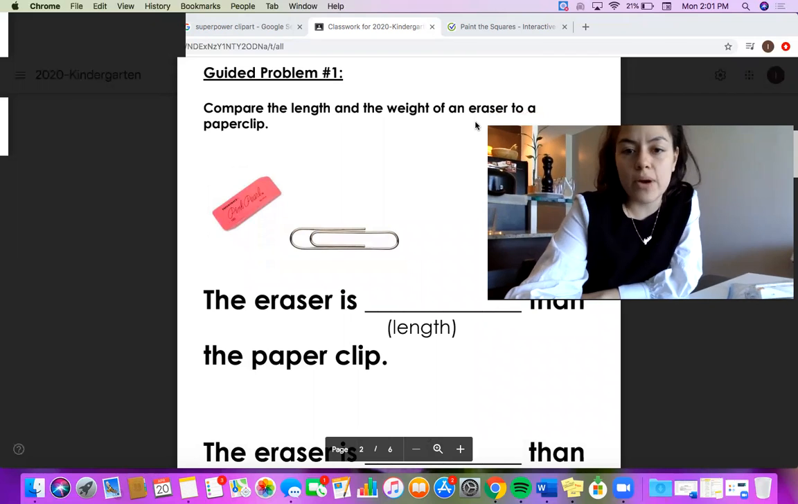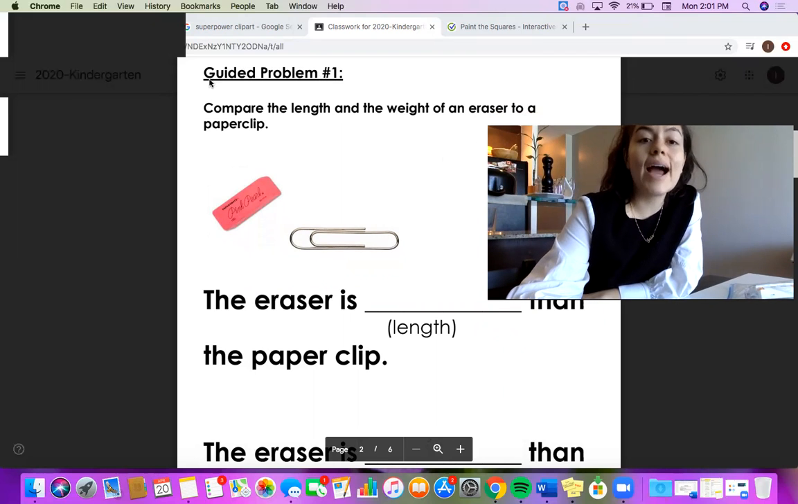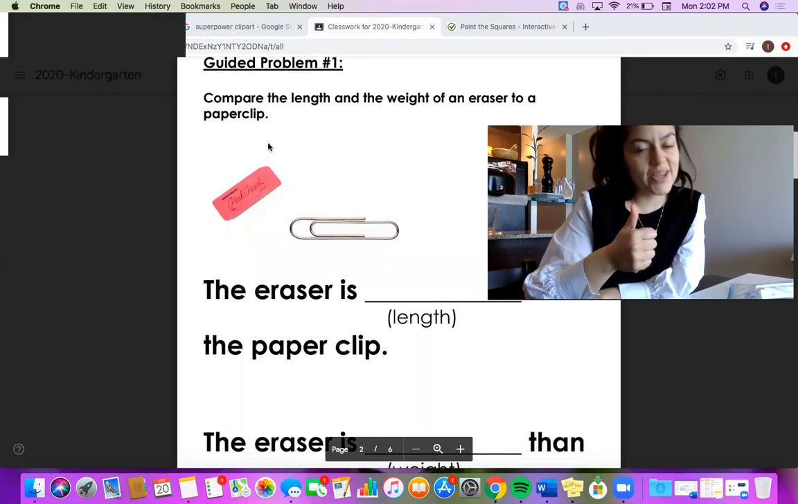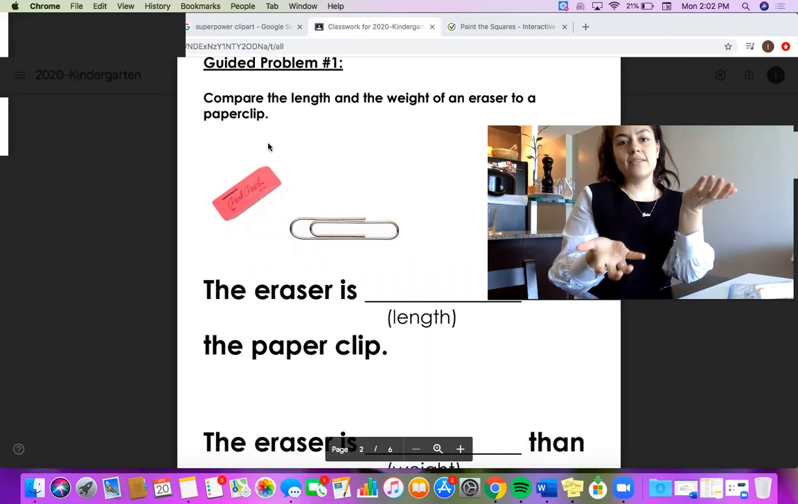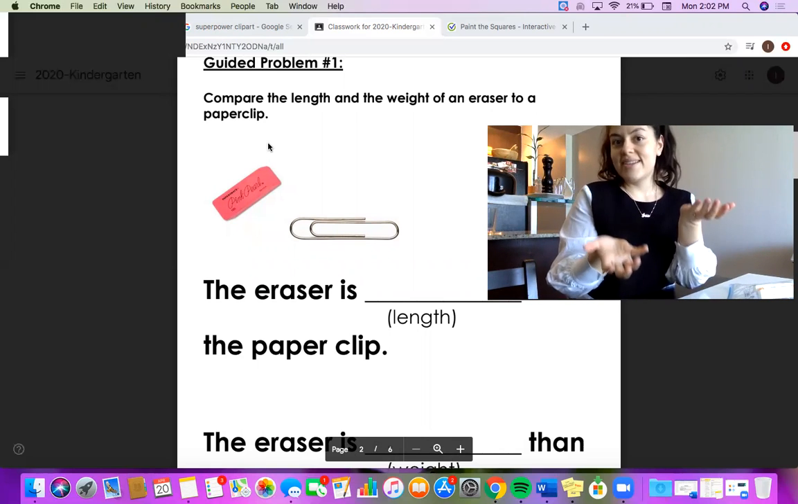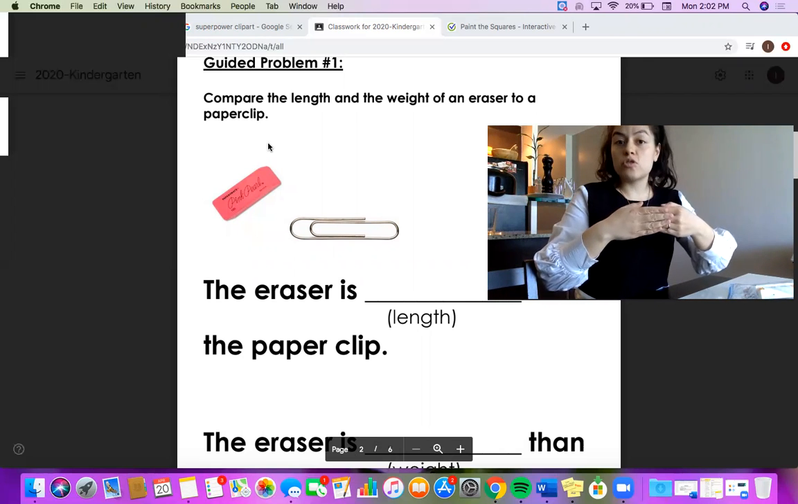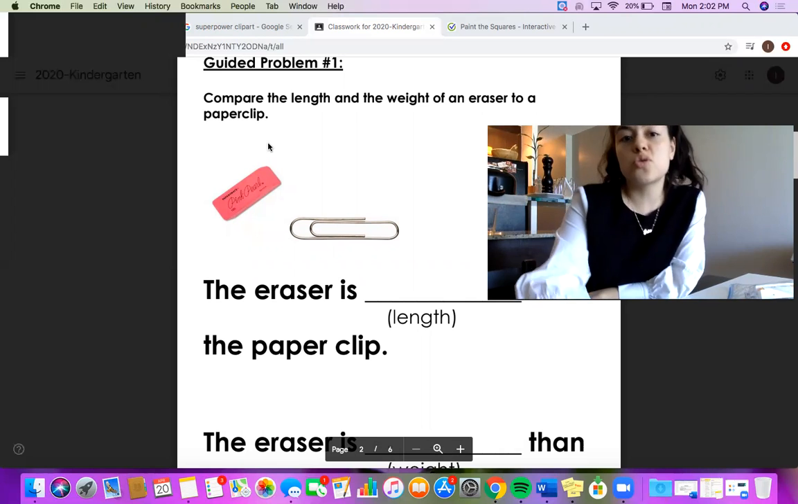So I'm going to show you how you can go ahead and use those words in your problems. And I'll give you an example right now. So in guided problem number 1, that's what I'll be doing for you today. It's asking you to compare the length and the weight of an eraser to a paperclip. Now, if you wanted to actually get a ruler out and use your balance scale to find the real difference between the weight of these things and the real difference between the length, you could use your tools at home.